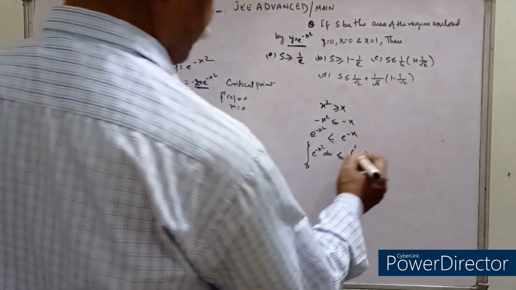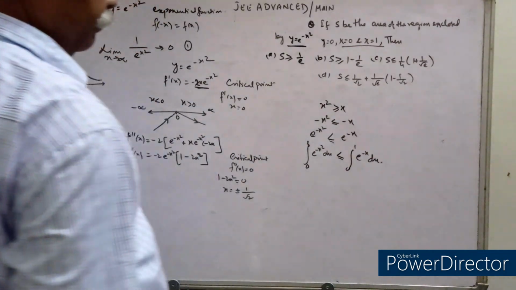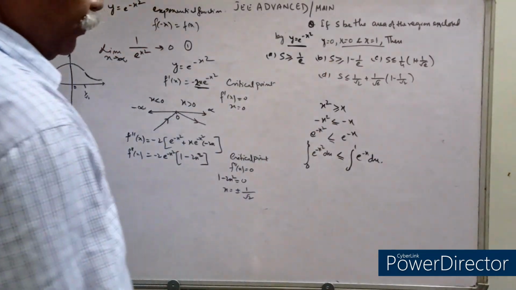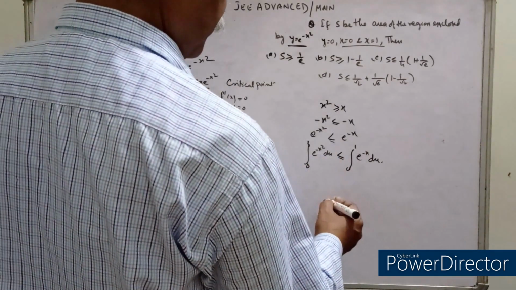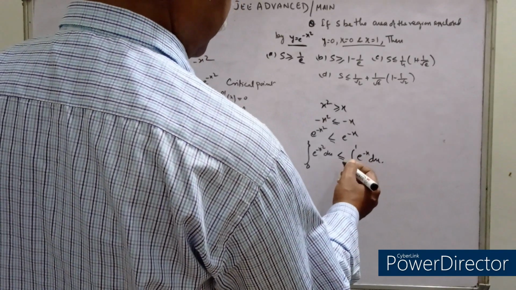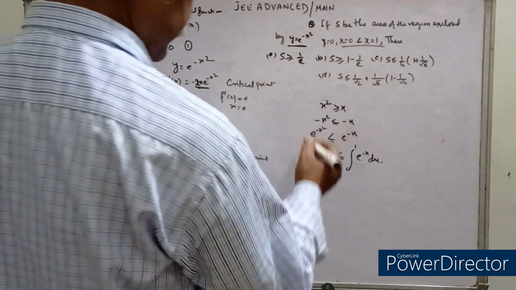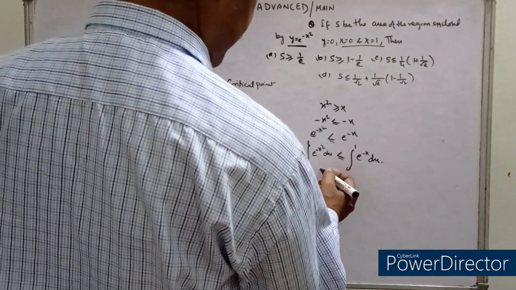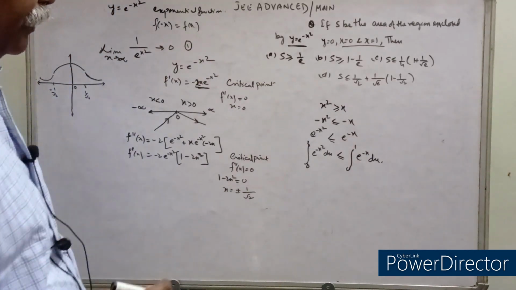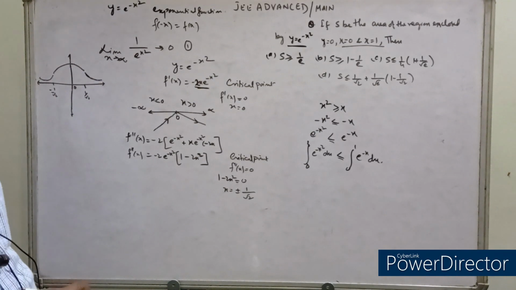So dx, now here your x goes from 0 to 1, so the limit is from 0 to 1, it is given to you. So this is less than this. So here we see that this area S, no doubt x square is greater than x, so minus x square will be less than minus x.